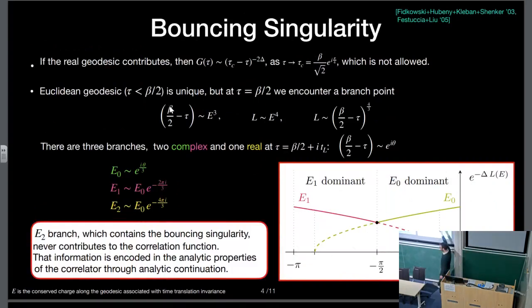Unfortunately, if this geodesic did contribute to the correlation function, we would find that the correlation function diverges at this critical value, which is a complex value, it's not that important, but this is not allowed in terms of ordinary thermal quantum field theory. AdS/CFT knows about this, and it knows about this in a very particular way.